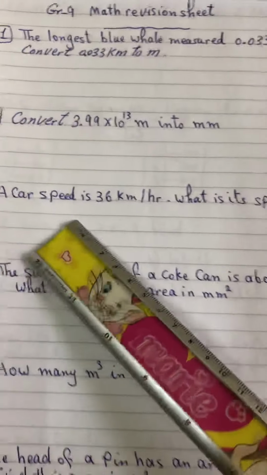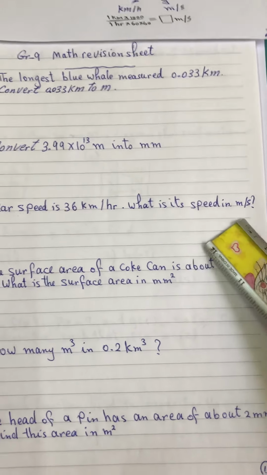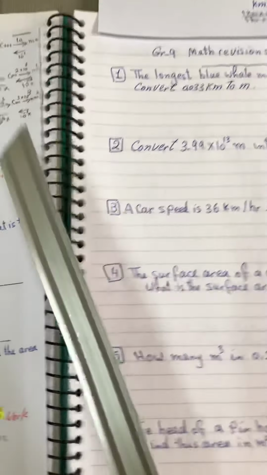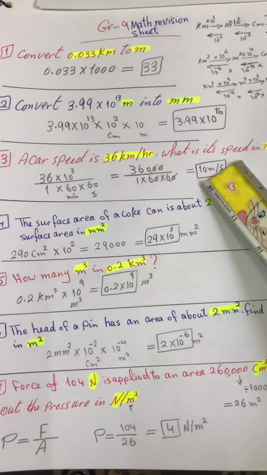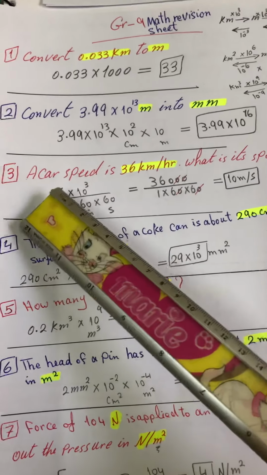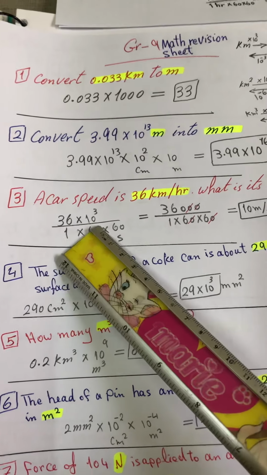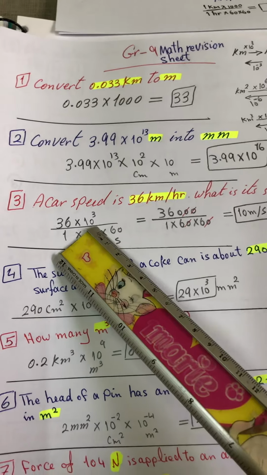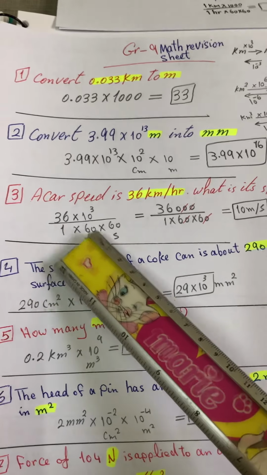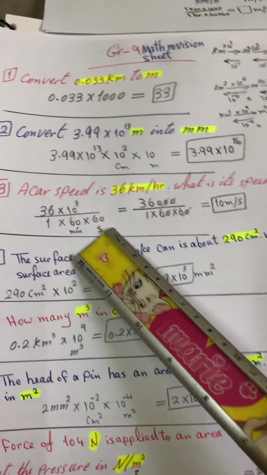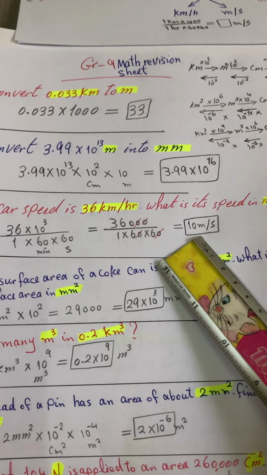Equation number 3, a car speed is 36 kilometer per hour. What is the speed in meter per second? I think it's very easy. To convert between kilometer per hour into meter per second, kilometer per hour, that's to say kilometer up and hour down, divided by hour. To change the kilometer into meter, multiply by 1000 or 10 in the C3. To change from hour to second, you will multiply by 60 to change into minute, and another 60 to change into second. You will cancel these zeros with each other, so the answer is 10 meter per second.